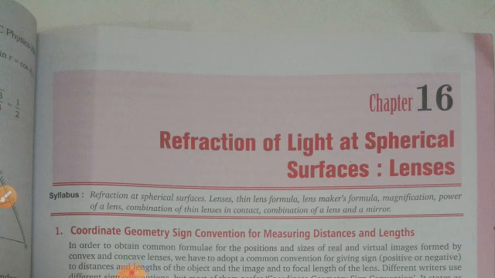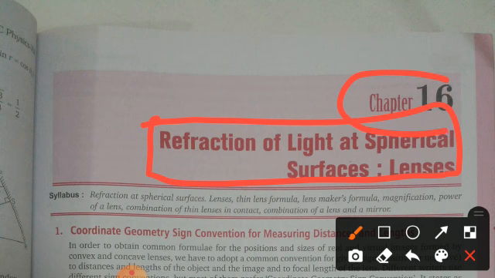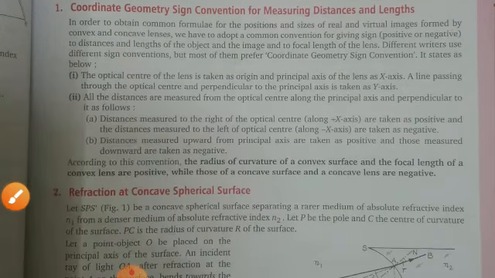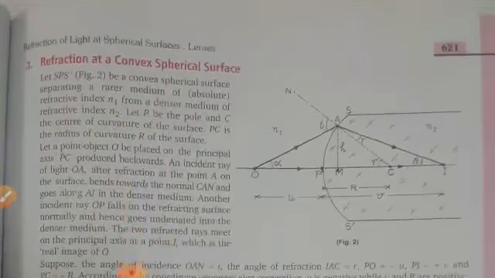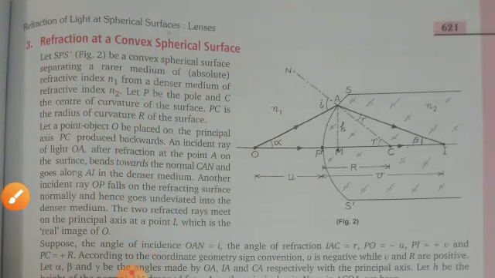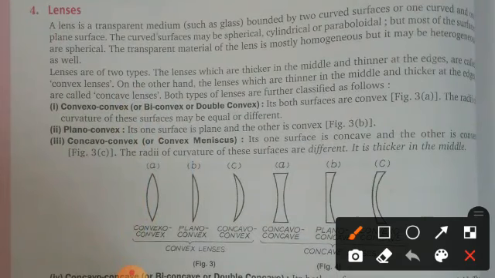As you know very well, we had covered most of the topics of this chapter, refraction of light at spherical surfaces and lenses. Clear? This is chapter number 16 of your unit optics. We had covered coordinate geometry sign convention for measuring distance in lenses, refraction at concave spherical surfaces. Clear? After that we had covered refraction at convex spherical surface. Fine. Then we had covered the lenses, different types of lenses, plano-convex, concavo-convex. Clear?